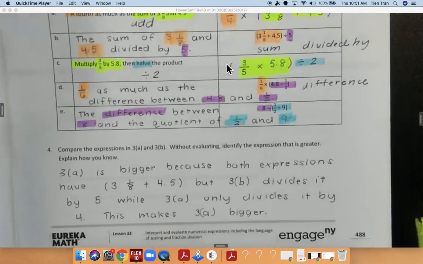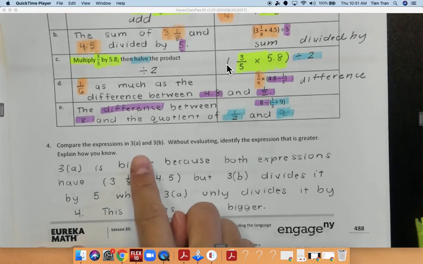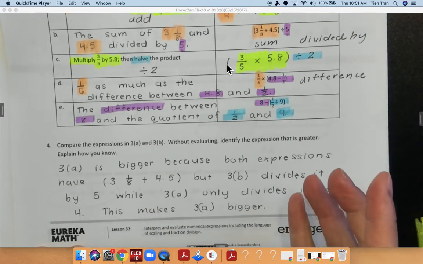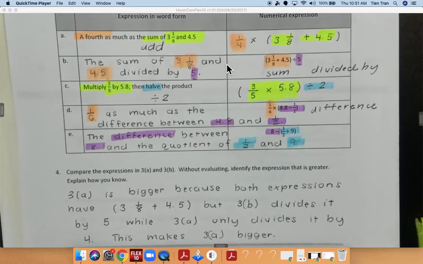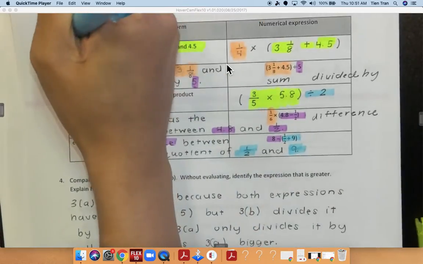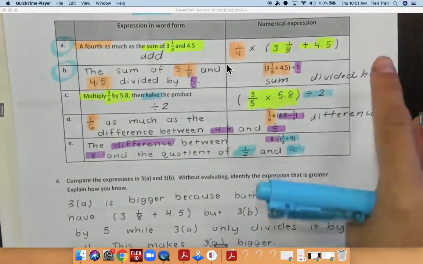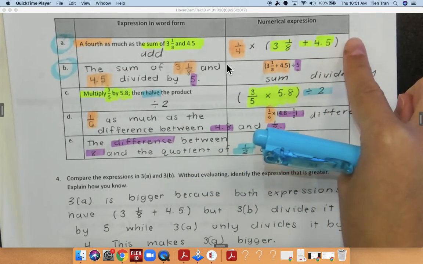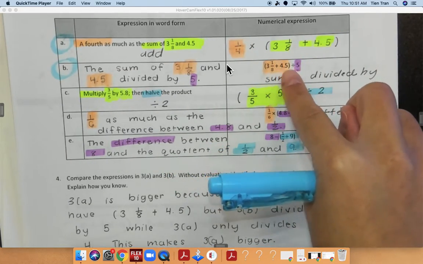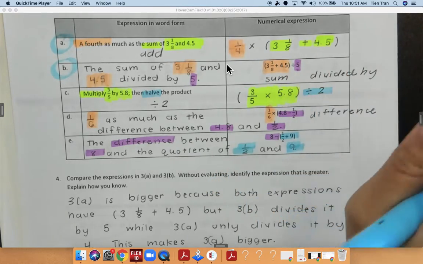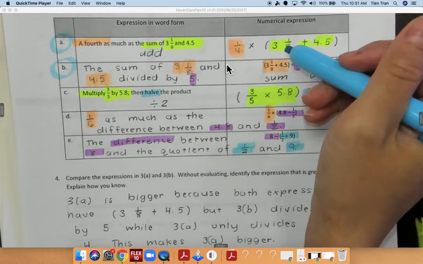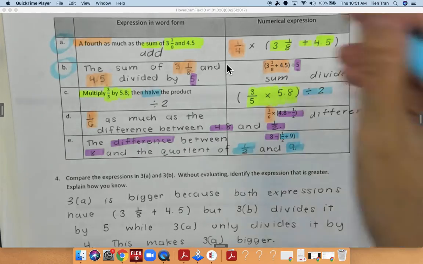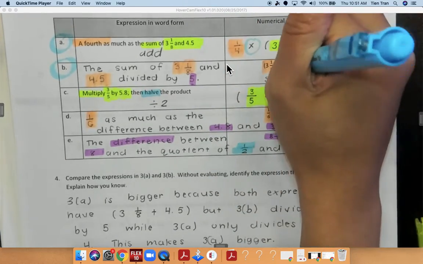Now for number 4, they ask you to compare the expressions 3a and 3b without evaluating. Identify the expression that is greater. So we have 3a right here and 3b right here. The expressions is 1/4 times 3 and 1/8 plus 4/5. And over here we have 3 and 1/8 plus 4/5 divided by 5. Just looking at it, this one is a multiplication sign. This one is a division sign.